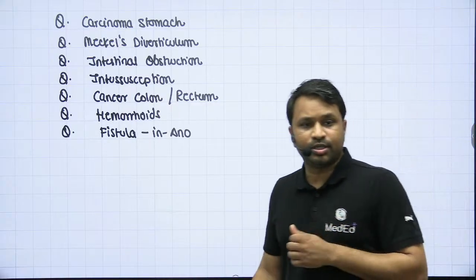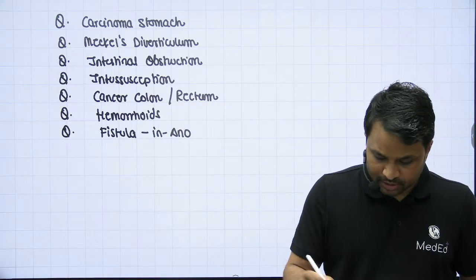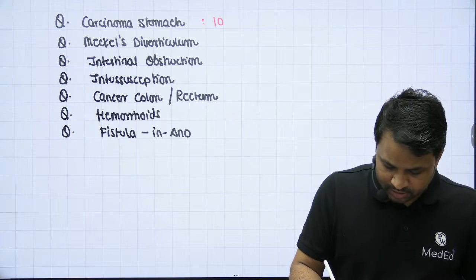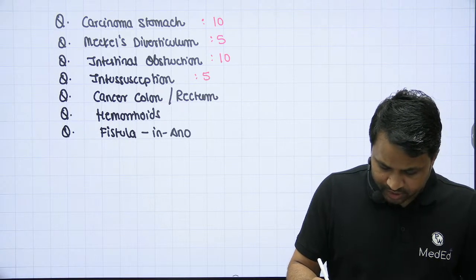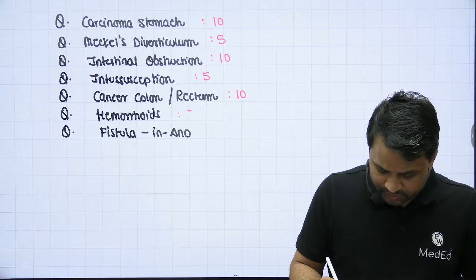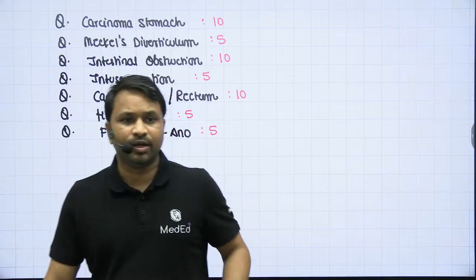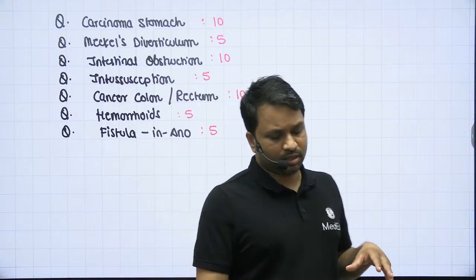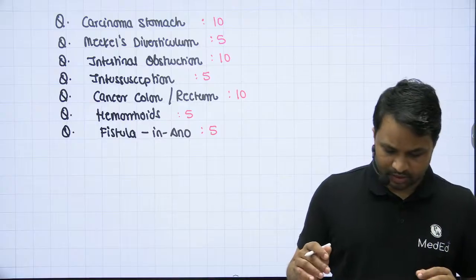Right. So these were the questions which were asked in our previous exam. If you look at the marks distribution, CA stomach was asked for 10 marks. Meckel's diverticulum is for 5 marks. Intestinal obstruction was for 10 marks. Intussusception 5. CA colon 10. Hemorrhoids 5. Your fistula in ano is going to be for 5 marks, right? So we'll be covering all these topics in the next couple of hours, so that you have a sound understanding of all of them. Clear?